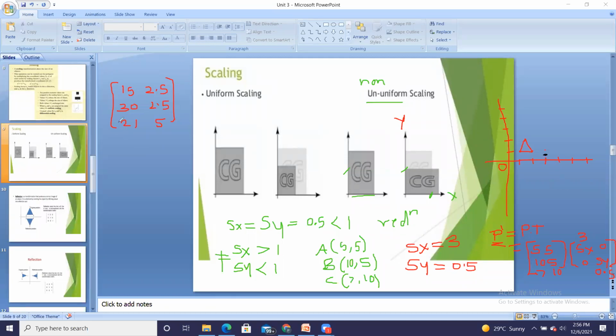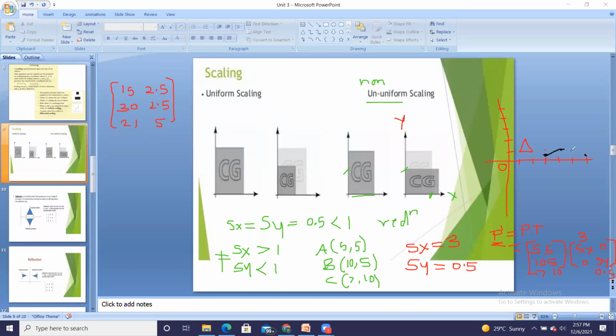Second, 30 and 2.5. So this is 15, 20, 25, 30, and 2.5 is on the same X line. This is your 2.5. And next is 21, 5. So 15, 20, and 21 will be somewhere here, and 5 is somewhere over here. On this horizontal line, I will get, okay, so that is your third point C.